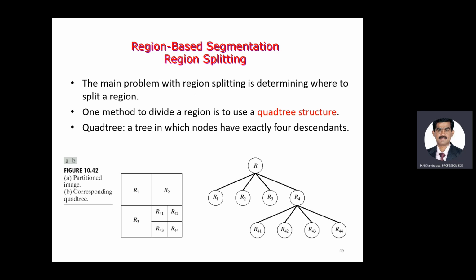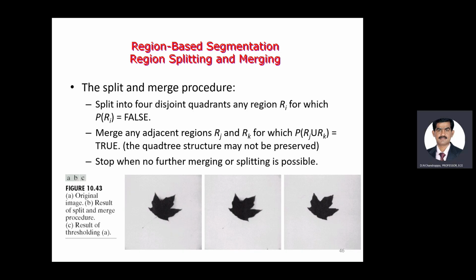The main problem with region splitting is determining where to split the regions. One method to divide a region is to use a quadtree structure, a tree in which nodes have exactly four descendants. Look into the split and merge procedures: split into four disjoint quadrants any region Ri for which the predicate is not satisfied.